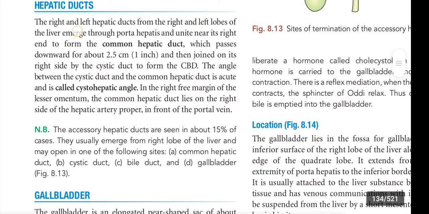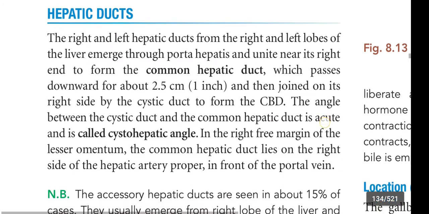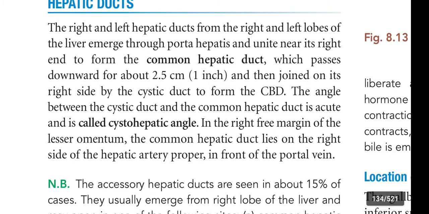Once again, hepatic ducts. The right and left hepatic ducts from the right and left lobes of the liver emerge through the porta hepatis and unite near its right end to form the common hepatic duct, which passes downward for about 2.5 centimeters, 1 inch, and is then joined on its right side by the cystic duct to form the common bile duct.